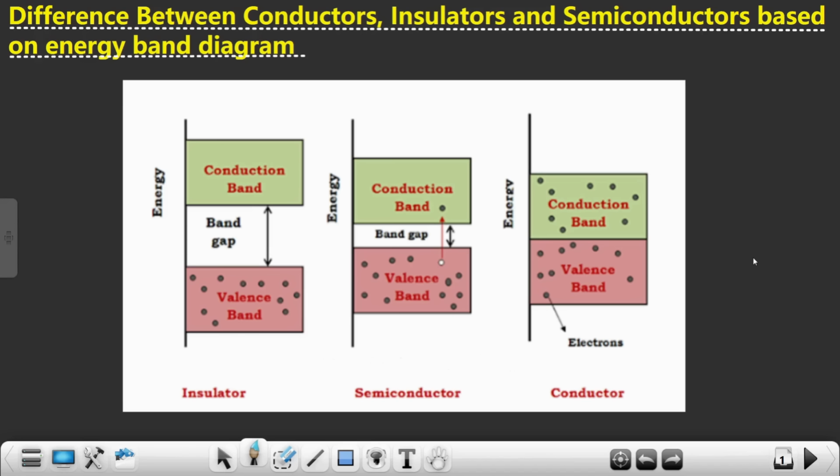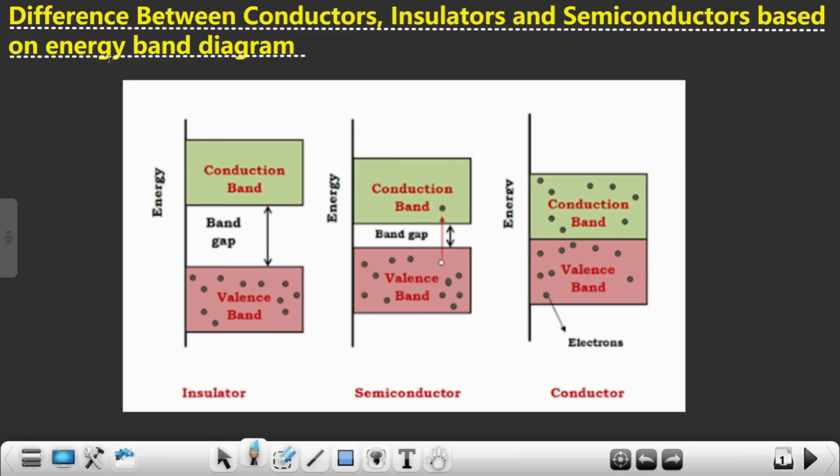Hello engineers, welcome to the new video of the course. In this particular video we are going to understand the difference between conductors, insulators and semiconductors based upon energy band diagram. I had specifically mentioned that we are going to differentiate them based upon their energy band diagrams. Okay, alright.